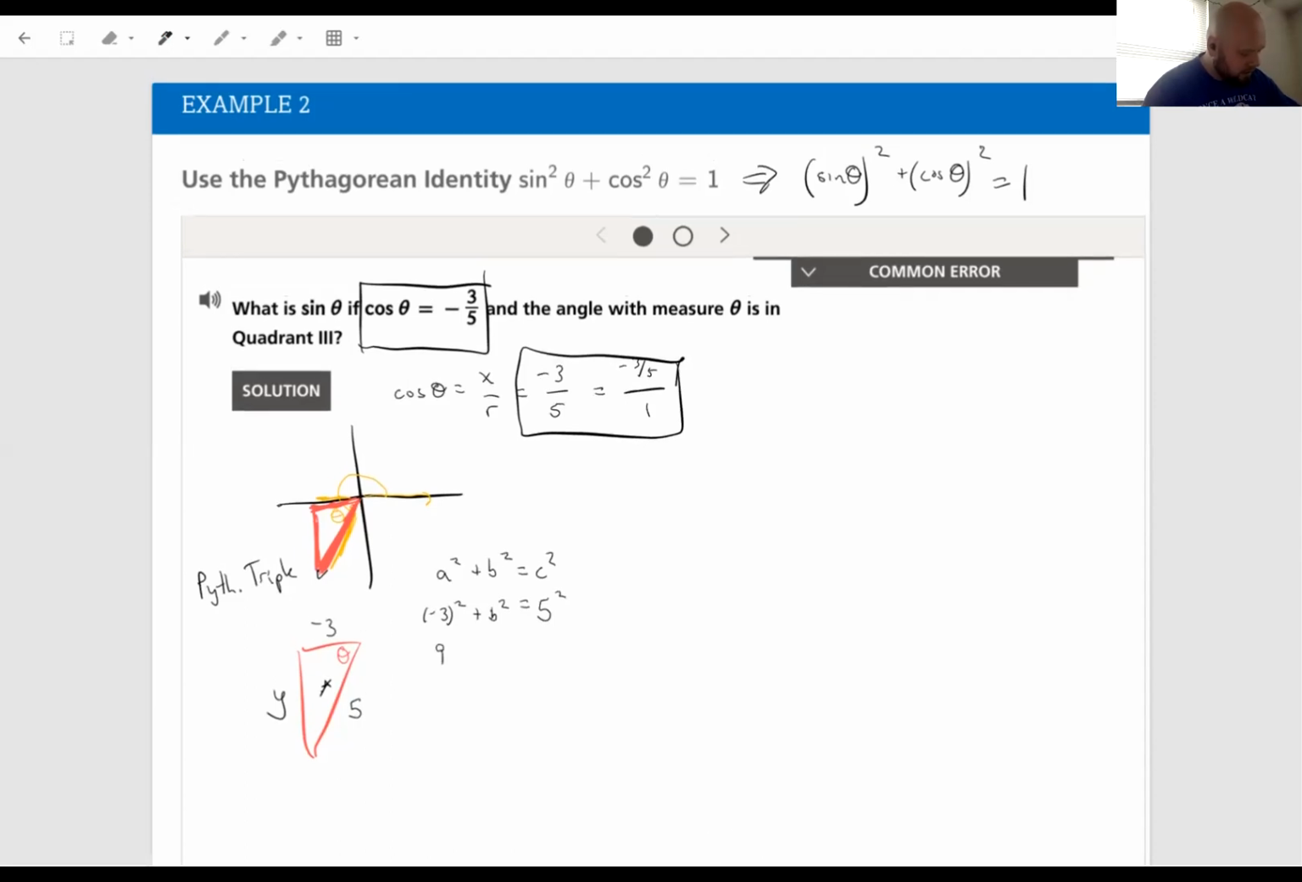-3 squared is 9. 5 squared is 25. I need to subtract 9 from both sides, and when I do that, I get 16. So that means b has to be 4. And it could be +4, it could be -4. But when you look at the fact that we are in third quadrant, you should remember that all your x values are negative and all your y values are negative. So that means that y has to be -4. So the sine of theta is always going to be y over r, which for us is -4/5. And that's your answer.